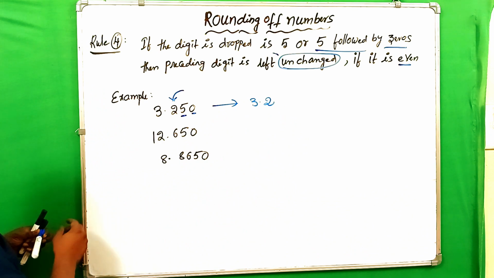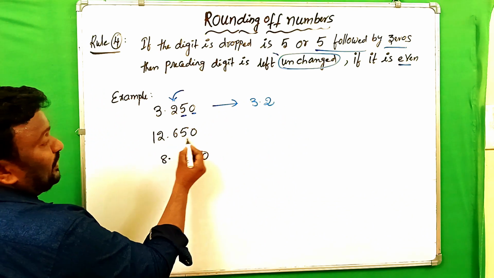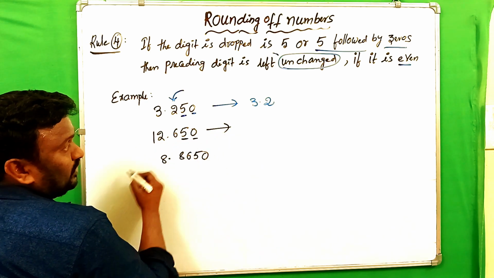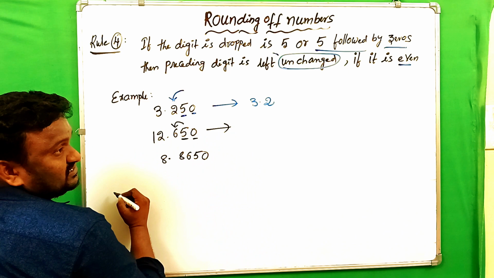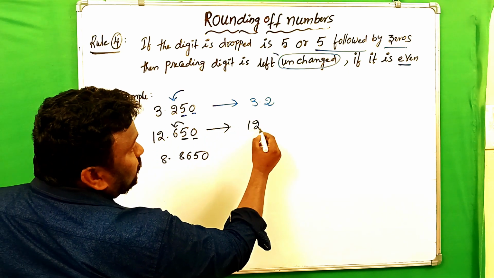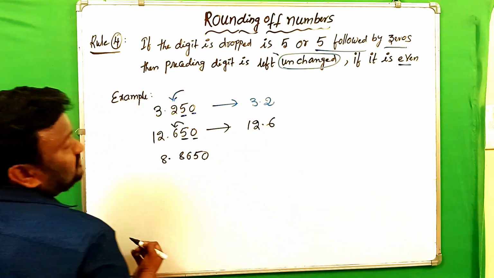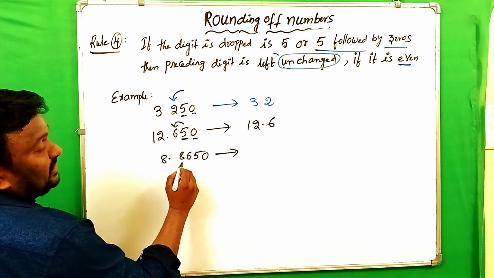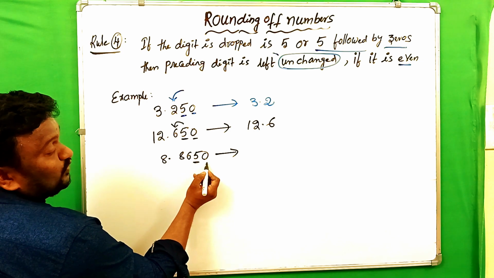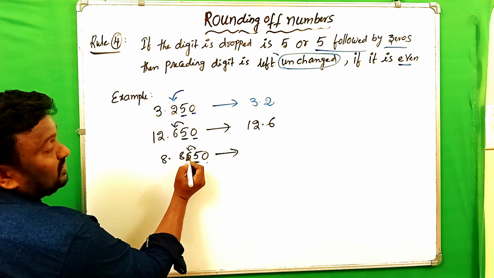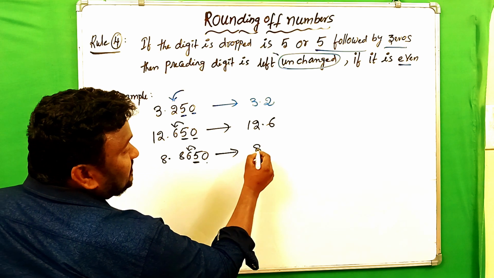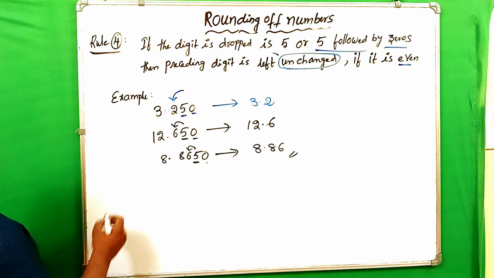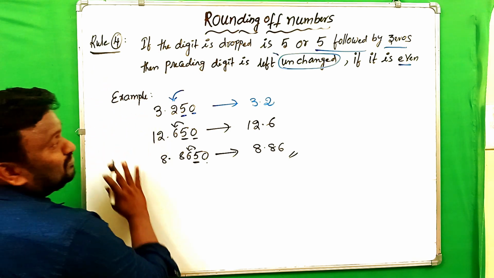Clear? And next, 12.650. Again 5 is followed by 0 and the preceding number is 6. Then what you have to write? There is no modification to the 6. Simply we have to write 12.6. And like that, 8.8650. Again 5 is followed by 0, then the preceding number is 6. Then there is no change to it, therefore 8.86. So in this way we can use rule number 4 and modify the number.